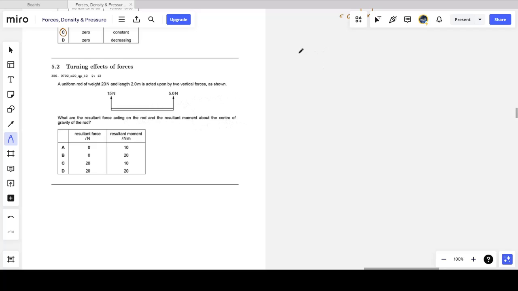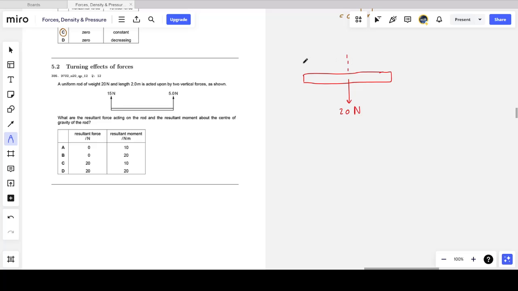Okay, so here's a nice question. Well, I guess it depends on how you define nice, but a little bit more challenging than the previous questions that we were working with. We like challenging questions. The rod is uniform and it has a weight, which means the weight acts through the central point. The center of mass is where the weight acts, and that's 20 newtons vertically downward.